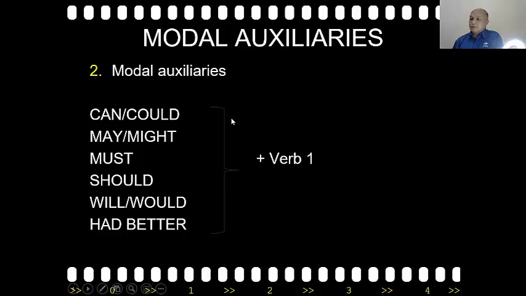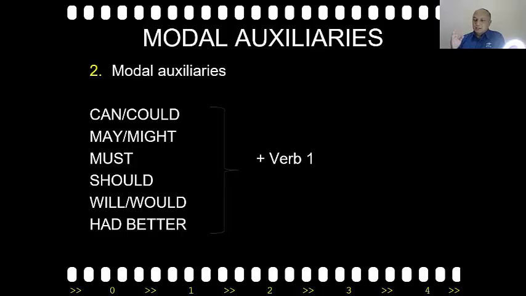Now the rule for modal auxiliaries is quite simple. Every verb that follows them must be in verb 1. Verb 1 is the basic form, kata dasar, like see, take, eat, drink, read, study, look, walk. Those kata dasar, those basic forms of the verbs. Not verb ing, not verb plus ed, not to plus verb 1.